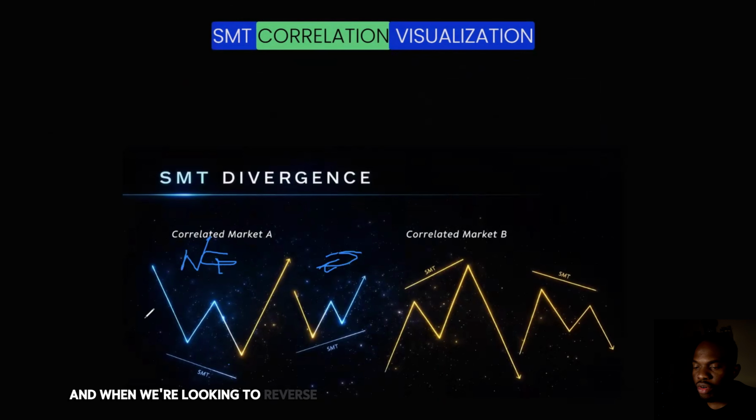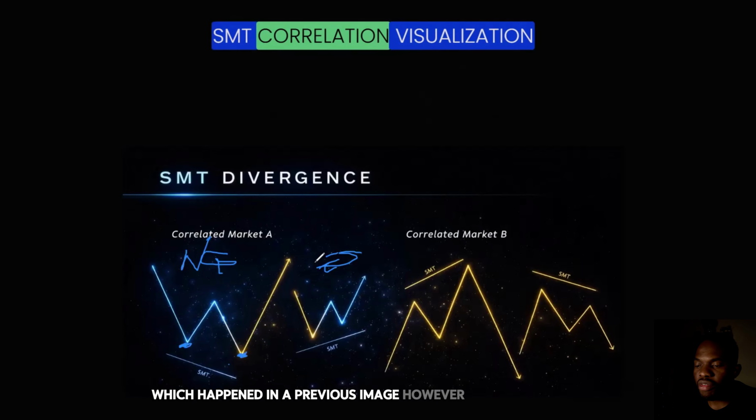And then we're looking to reverse to go to the buy side, right? See how now when this low right here is left behind, the next low takes it, which happened in a previous image. However, with ES, this low right here gets left behind, but it does not get taken out. See, when you see that happen, this is when we have our signature in price. You have SMT that is confirming a potential reversal.